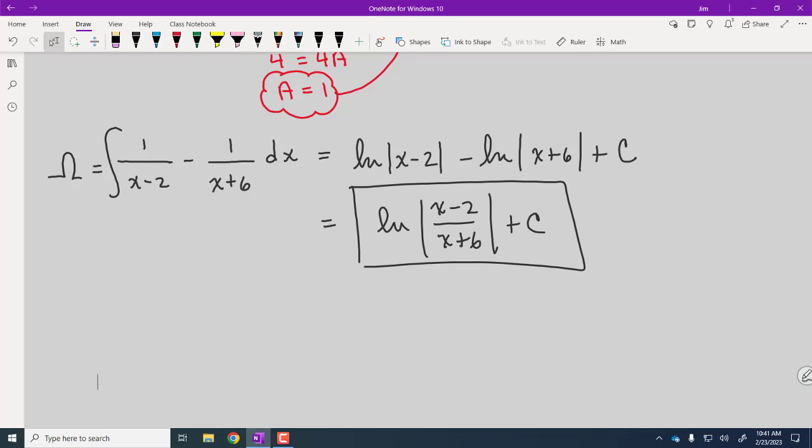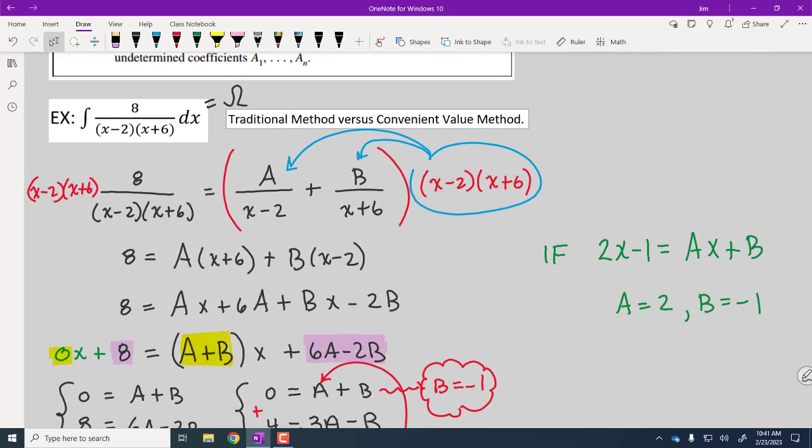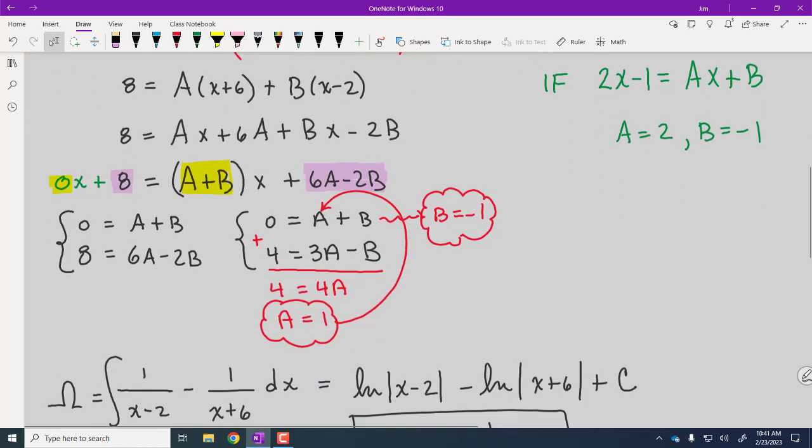But there is a very slick shortcut with the situation that we have here, where we have two linear factors. If you have all linear factors in the denominator, this method that I'm about to show you is so much quicker. You still need to know how to do the traditional method for these other cases. But if it's all linears, check this method out.